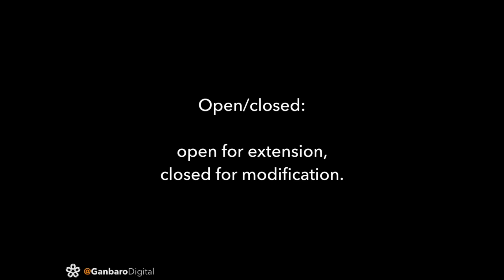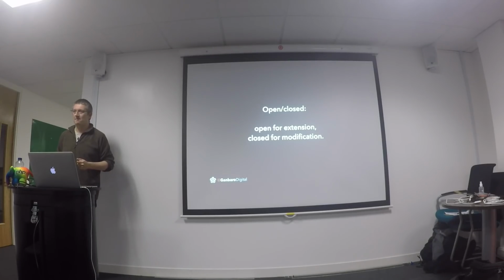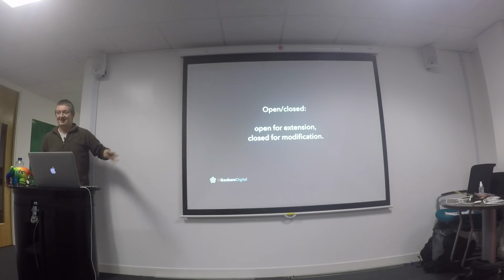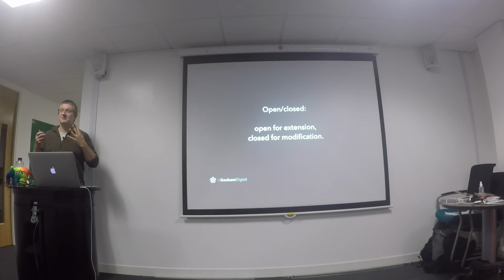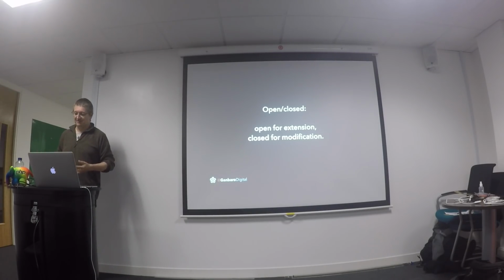Now, open closed is generally described as open for extension, and closed for modification. That's how it's described. If you go on the Wikipedia page, like I did when I was writing these slides, you'll see that exact phrase on there. Notice it doesn't say classes are open and closed. It just says open and closed. This is about a system that's implemented with designs written in classes.